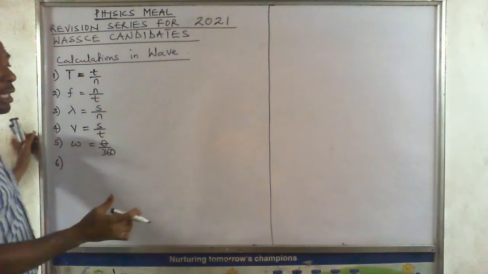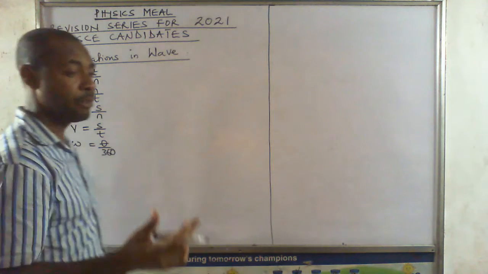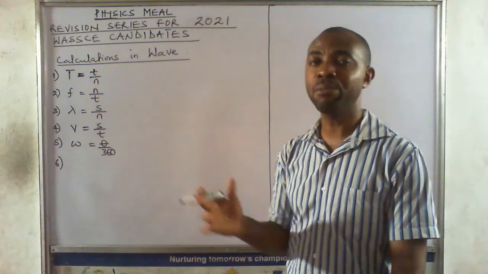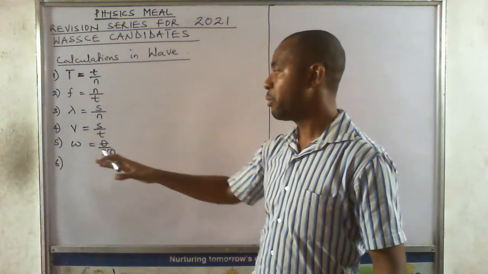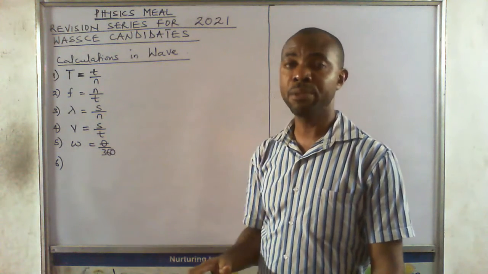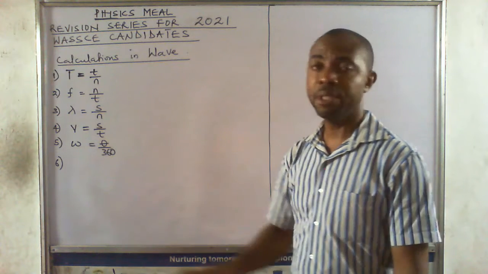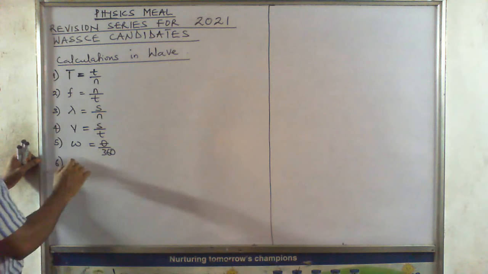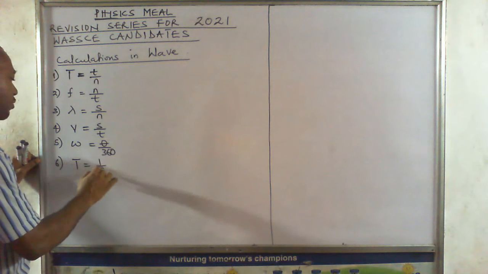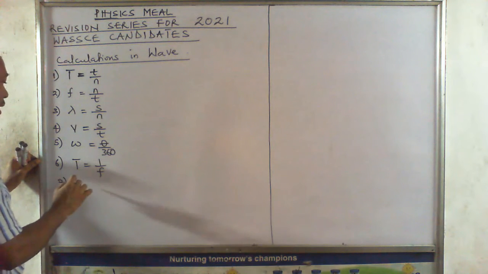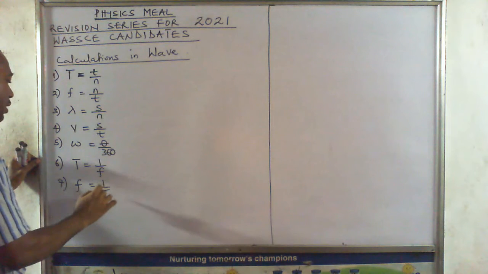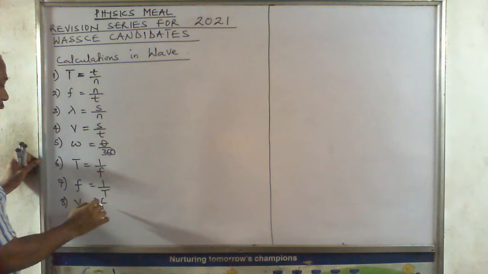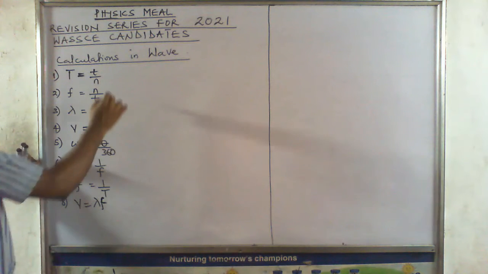This is what we call omega, the angular velocity, measured in radians per second. Because in wave, just like we have in circular motion and simple harmonic motion, we have angular speed and linear speed. So this is the angular speed in wave. So we have the sixth expression: T is equal to 1 over f, and if T is 1 over f, it also means that f will be equal to 1 over T. We also establish that v is equal to lambda f, that's the wavelength times frequency, measured in hertz.